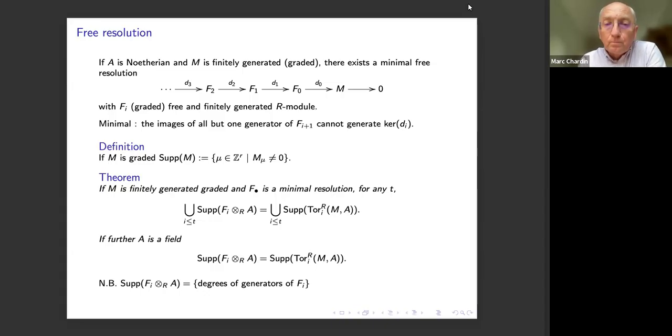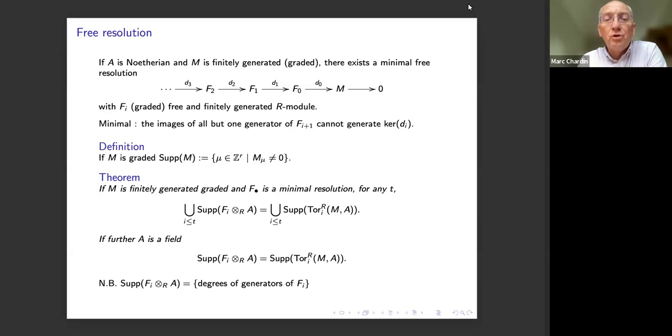And these degrees are also exactly the ones that you find in the support of the first Tor modules, okay? So you have this equality. Now, if you have a field, these are equal one by one. I mean, the degrees of the minimal generators of F_i exactly correspond to the degrees of elements in Tor_i(M, A).